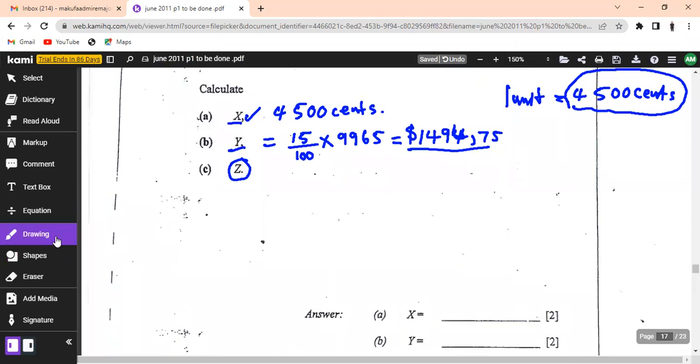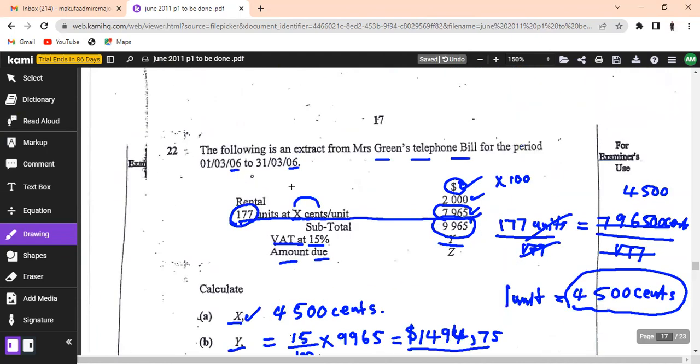Here is going to be the subtotal plus the VAT. Okay, so Z, which is the amount due, whenever you're dealing with amount due, it is going to be the subtotal plus VAT, which is value added tax. Okay, that's the case. So you add the value added tax to the what? To the subtotal.